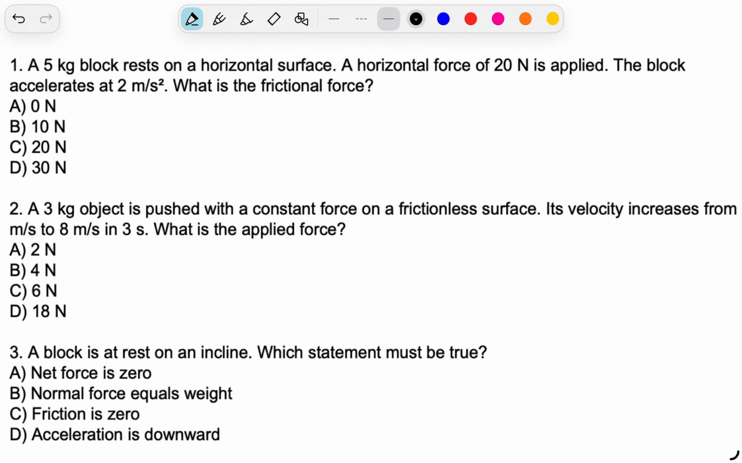Well, what we're asked for here is that we can just use our net forces because we are looking at this system as a whole. So we know that our mass was 5, and we know our acceleration was just 2. So this will give us a net force of 10.